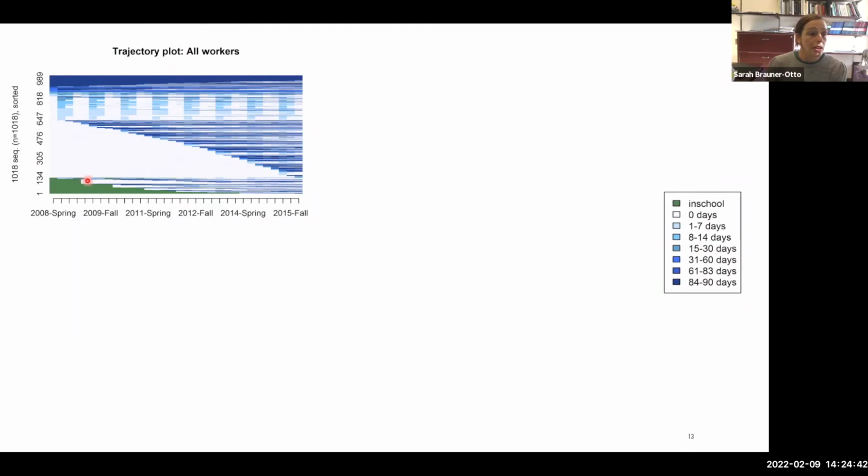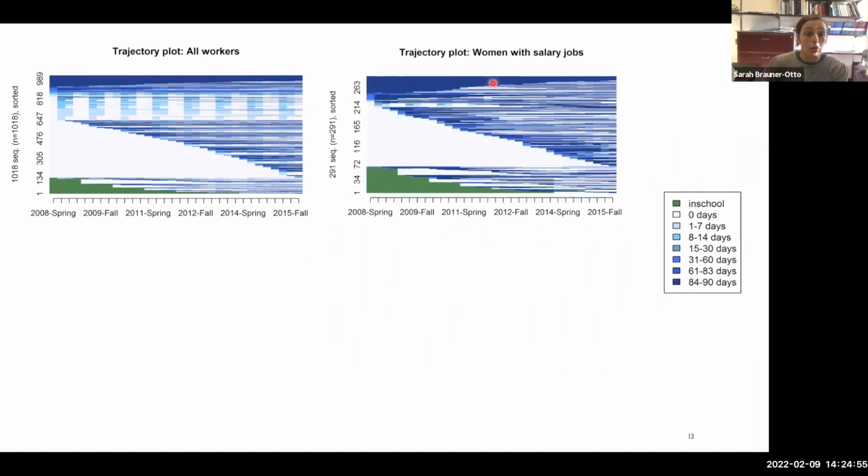So this is a work trajectory plot showing the number of days per quarter that women worked for all workers. And we can break this out by looking at the different types of work that women were doing. So here you have women who were working in salary jobs. So this ends up being 291 of the original women.